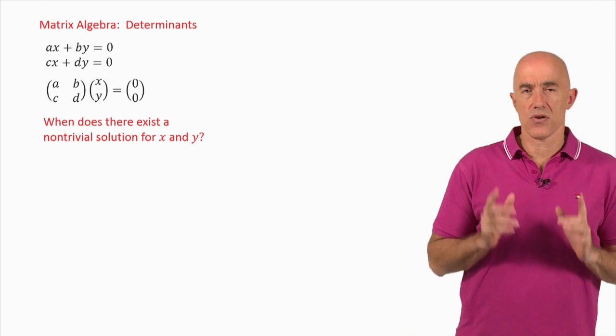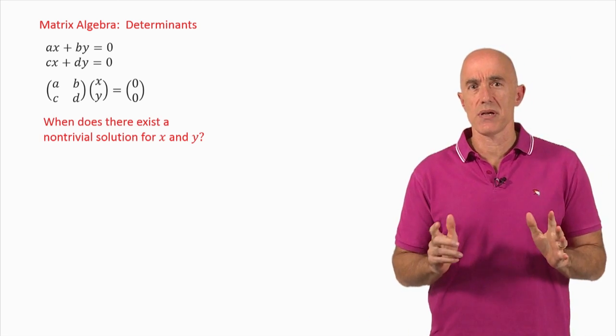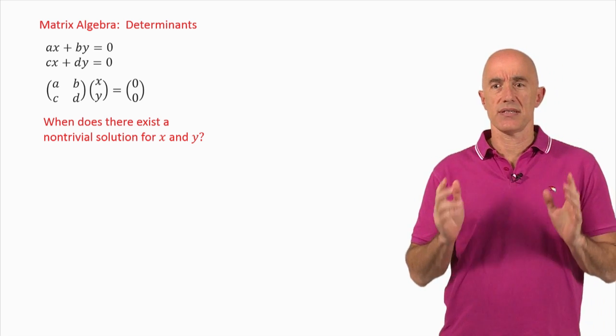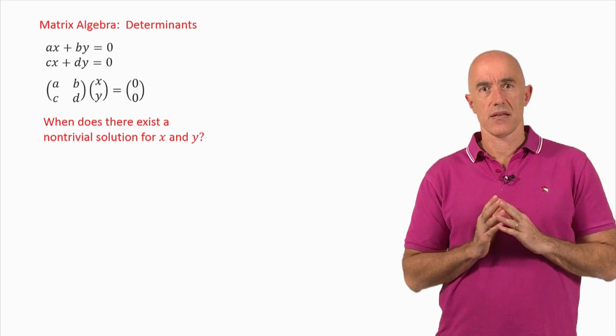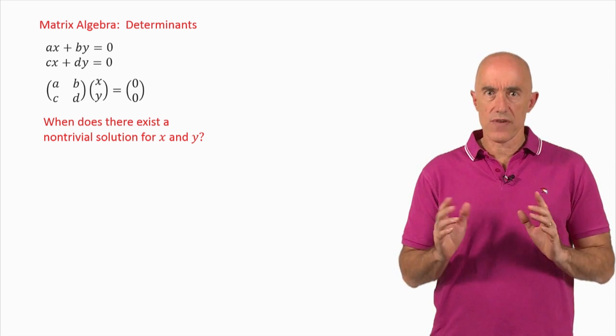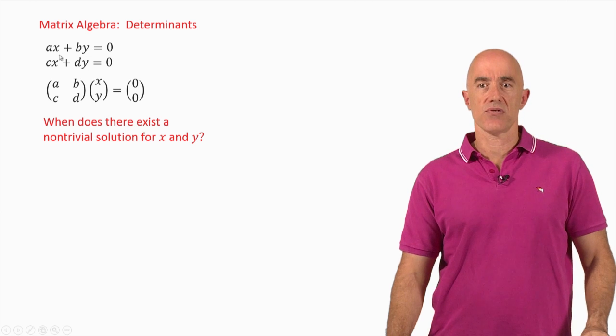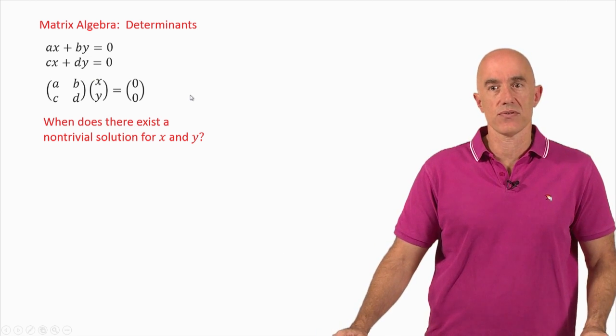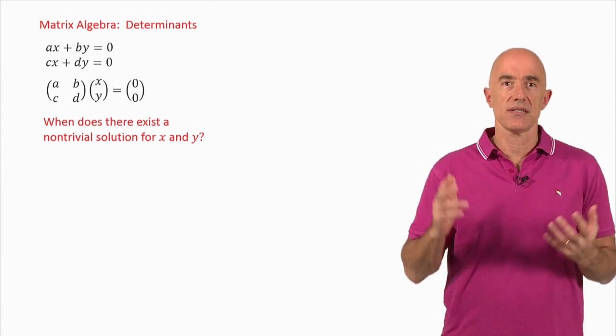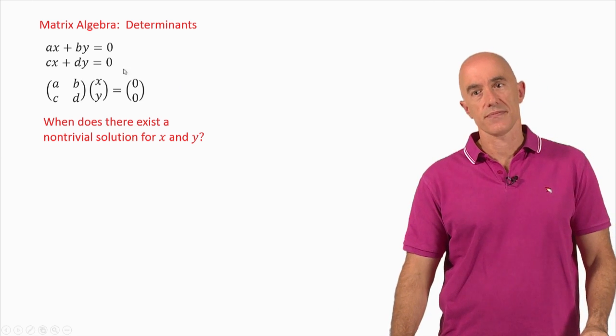The question that brings in the determinant is, when does there exist a non-trivial solution for x and y in these equations? The trivial solution is just x equals 0, y equals 0, because then we get 0 equals 0. So when does there exist a non-trivial solution?